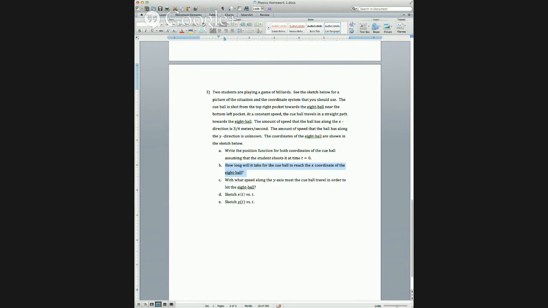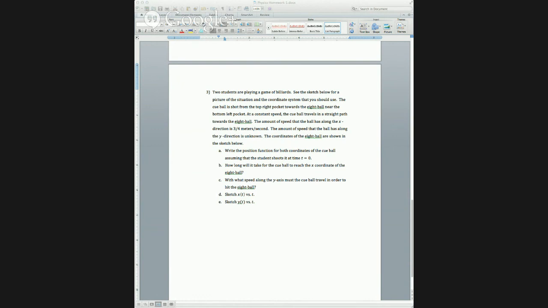And then what will be the speed along the y-axis? With what speed along the y-axis must the cue ball travel in order to hit the 8 ball? It's sort of like a puzzle here. You have to use the fact that y at the same time it takes to get to that x-coordinate needs to be the same time that it reaches the y-coordinate. So try to use that information to solve for that unknown variable Vy.